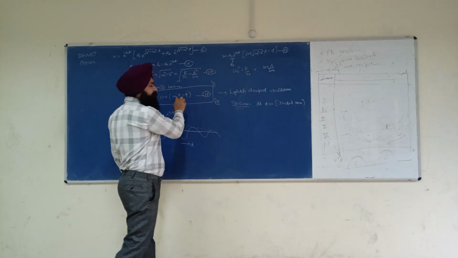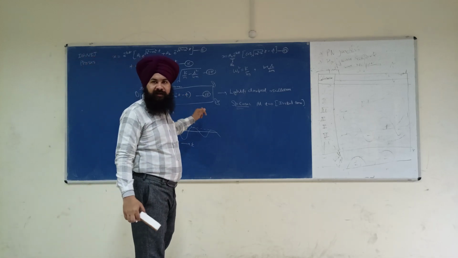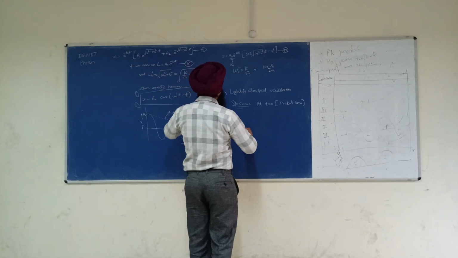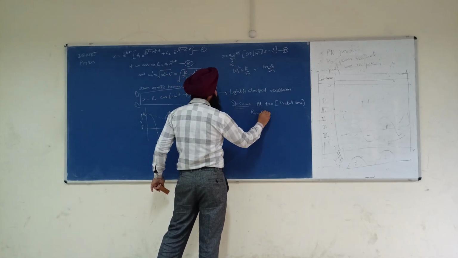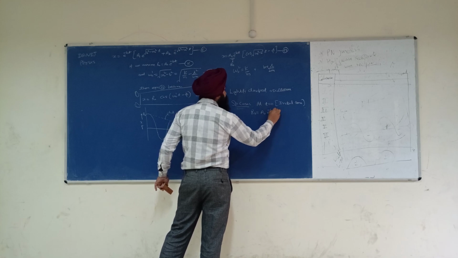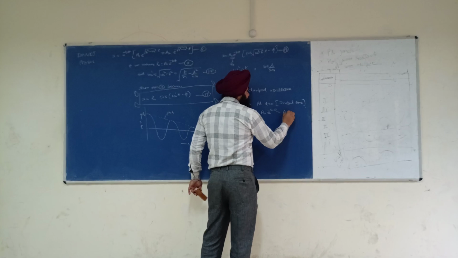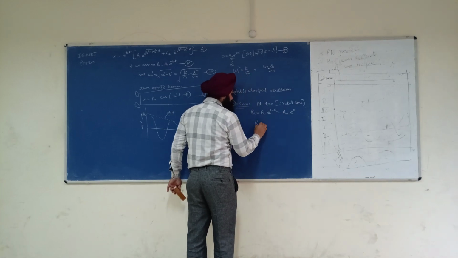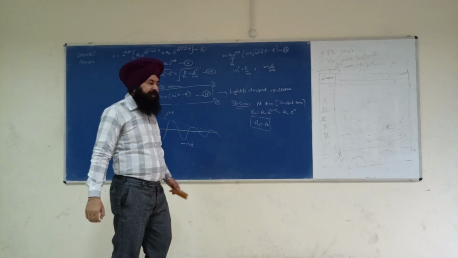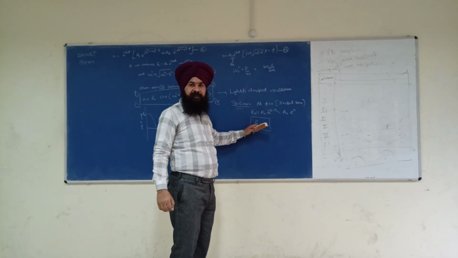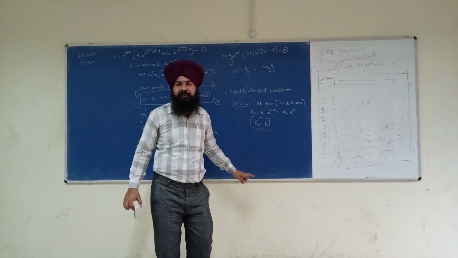Phi is called the phase. At initial time, this equation will become r naught is equal to a naught into e to the power minus b into 0, which is a naught into e to the power 0. So r naught is equal to a naught. It means at initial time the amplitude becomes a naught.